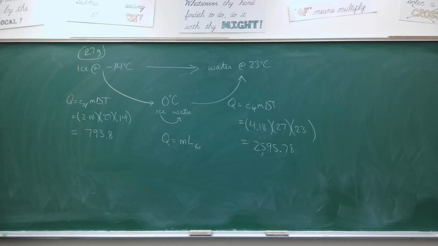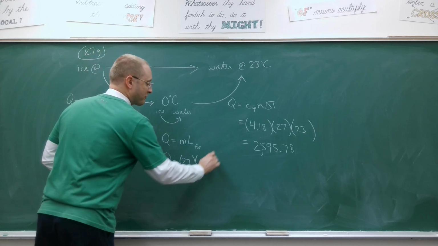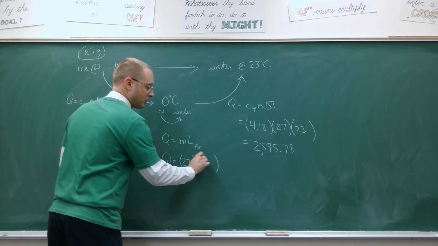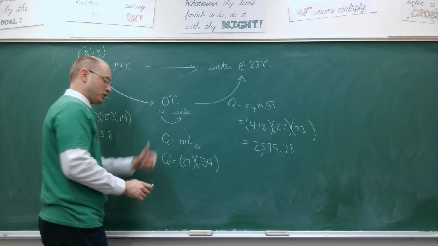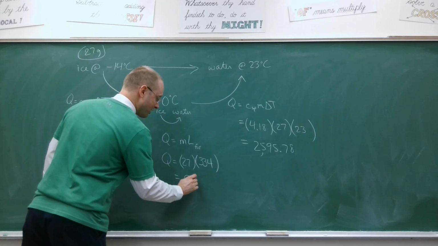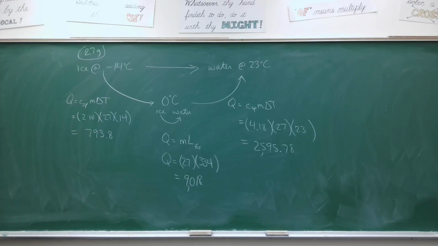All right, now for the phase change, the state change. We're going to multiply the mass, which is still the 27 gram ice cube, but we have to melt all 27 grams of ice. And we said the heat of fusion for water is 334 joules per gram, so we're multiplying by the 27 grams. Okay, I'm done guessing. What is it? 9,018. All right, so what do we got to do? Add all these answers together to get the total heat it takes. 793.8 to get it to the melting point. 9,018 to actually melt it. 2,595.78 to raise it up to room temperature.